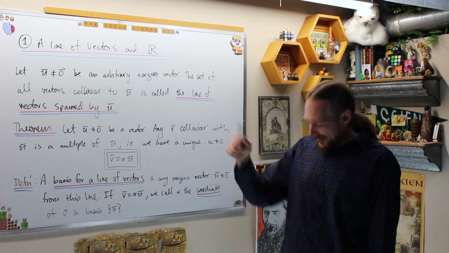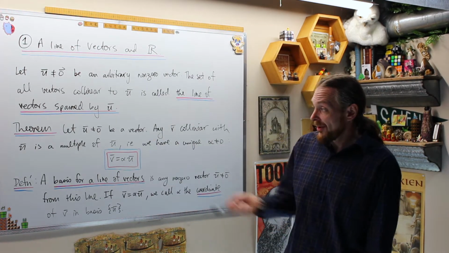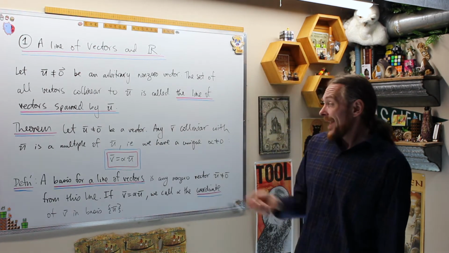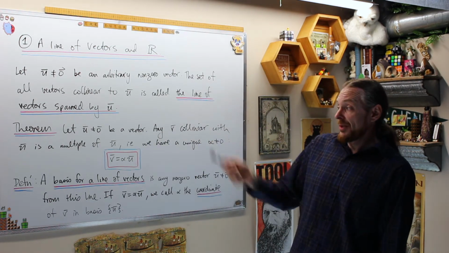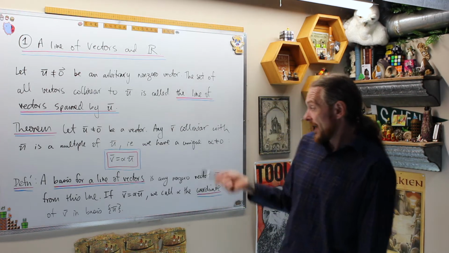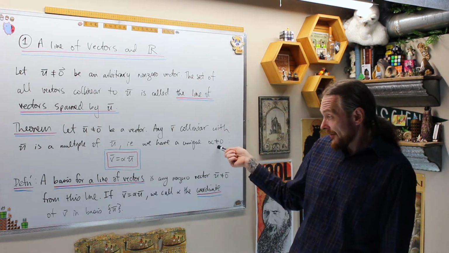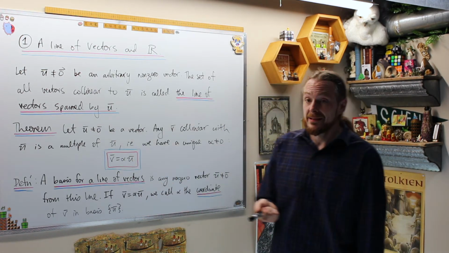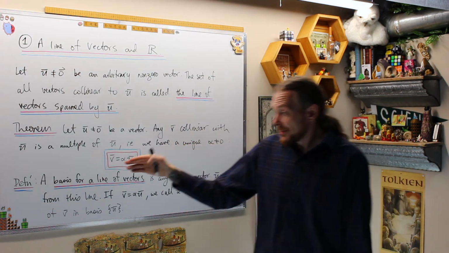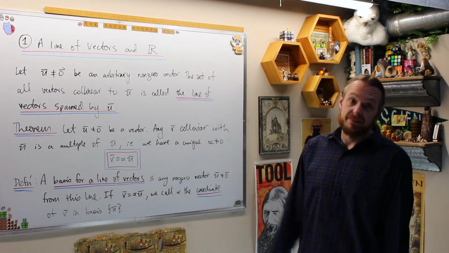And then we have a theorem I mentioned in the last video, but specifically now, if I have a non-zero vector u, any vector v which is collinear with u is a multiple of u, i.e. we have a unique non-zero alpha real number such that v is alpha u. We're going to use this idea specifically to create a basis for a line of vectors.